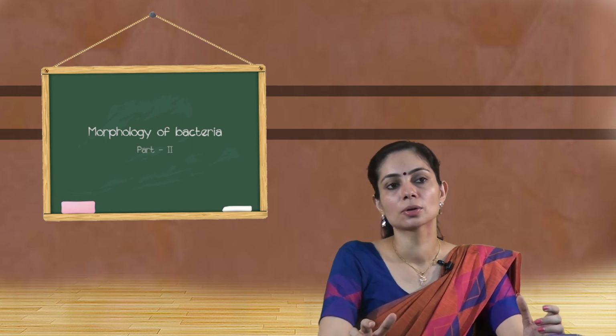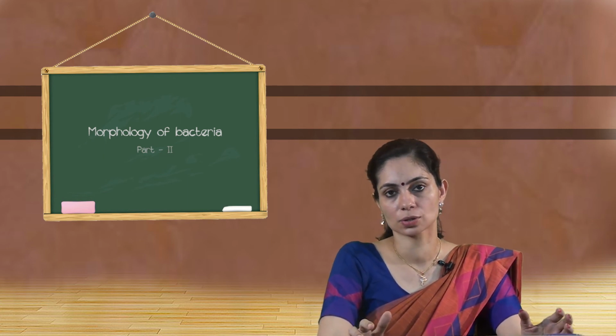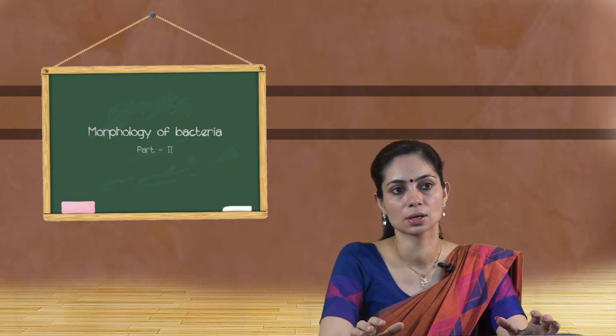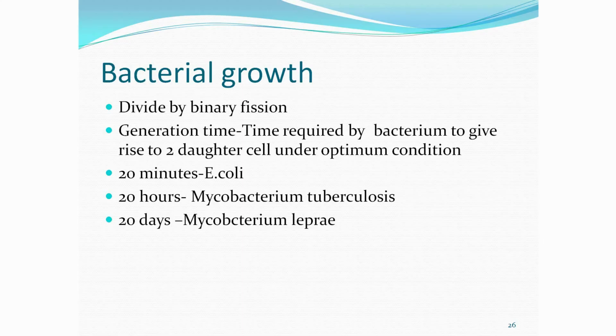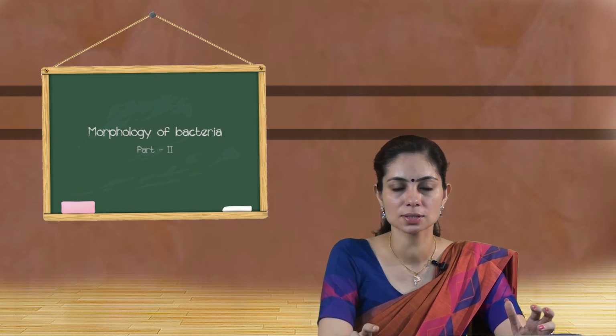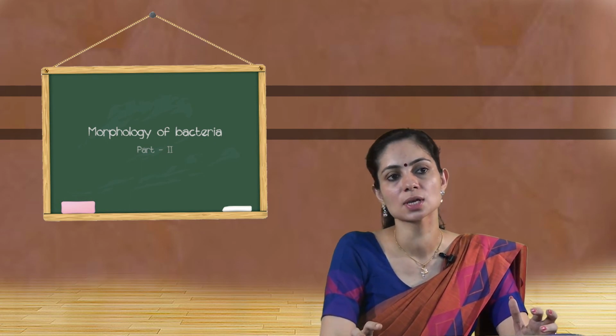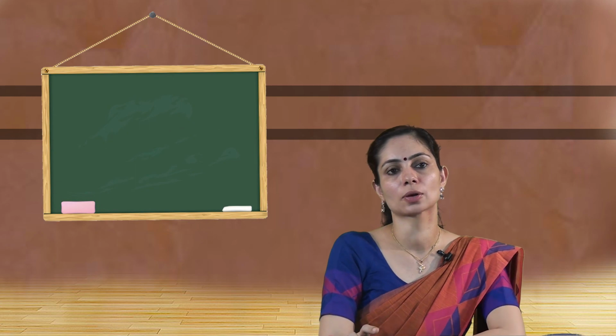Bacterial growth. Now the bacteria divide by binary fission. The time taken by the bacteria to make 2 daughter cells: one bacterium grows in size in optimal conditions and then makes 2 daughter cells. That is known as generation time. It takes 20 minutes for most organisms like Escherichia coli, but it can be 20 hours in the case of Mycobacterium tuberculosis and 20 days in the case of Mycobacterium leprae.